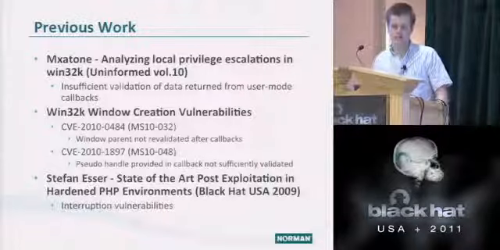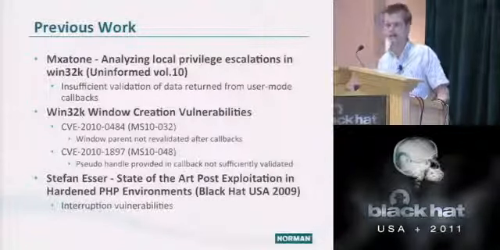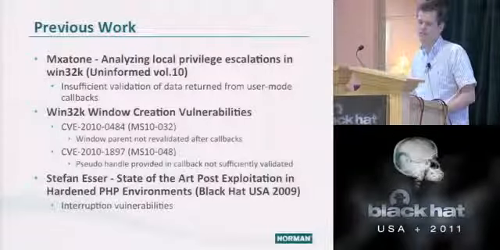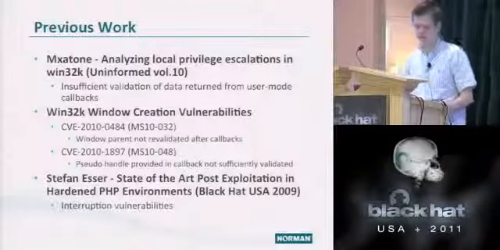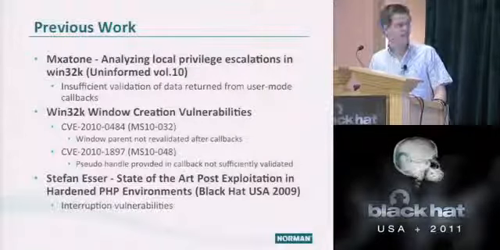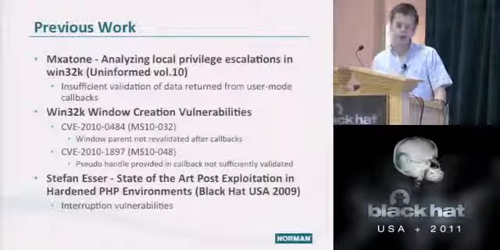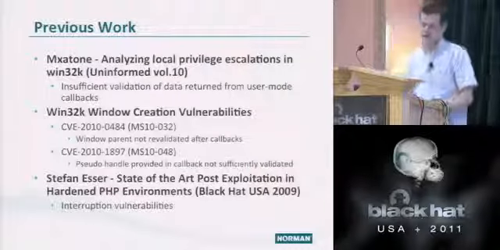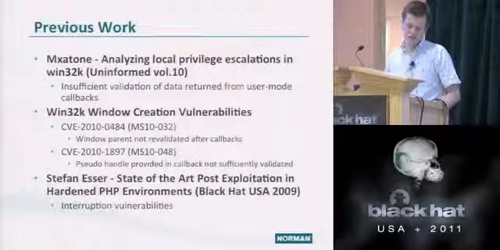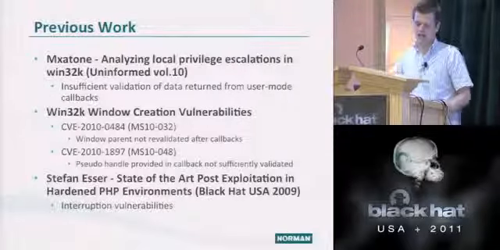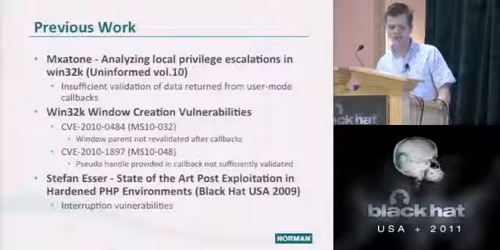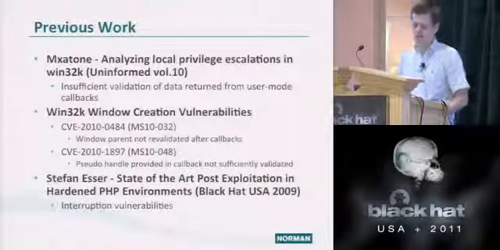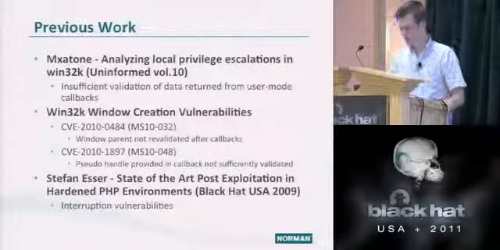MS10-032 was a bug where Win32k did not sufficiently revalidate the parent of a window after a callback. So this was kind of up the alley of where this research is going. And Stefan Esser also had a talk. This is not related to the Windows kernel at all, but it was a similar bug class in which he had a privileged component that made calls back into a non-privileged context, and he could change around the privileged state.